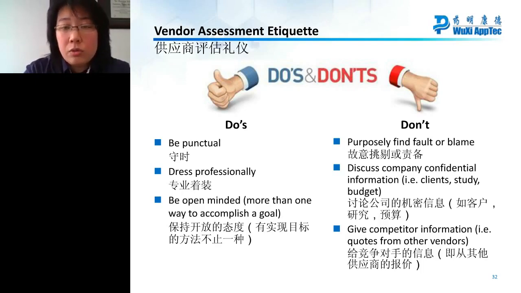Okay, don't go to a vendor and purposely try to find fault or blame. Okay, because that really will antagonize them, and it's not a good foundation for building a relationship. Try not to discuss any company confidential information such as your client base, your studies, your budget, things like that. Okay, because those are company confidential. And certainly you don't want to be giving them competitor information. So for example, if you're visiting one vendor after another, don't tell the second vendor what you learned in the first vendor about their operation and whether they are good or they're bad, things like that.